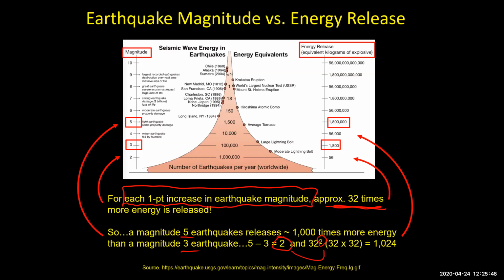And if you're a little bit rusty on exponents, 32 squared doesn't mean 64, it means 32 times 32. And that number is equal to 1,024. In other words, by only going up 2 points on the Richter scale or the moment magnitude scale, the amount of energy released increases by 1,000 times. That really drives home the point that larger earthquakes release way, way more energy than smaller earthquakes.